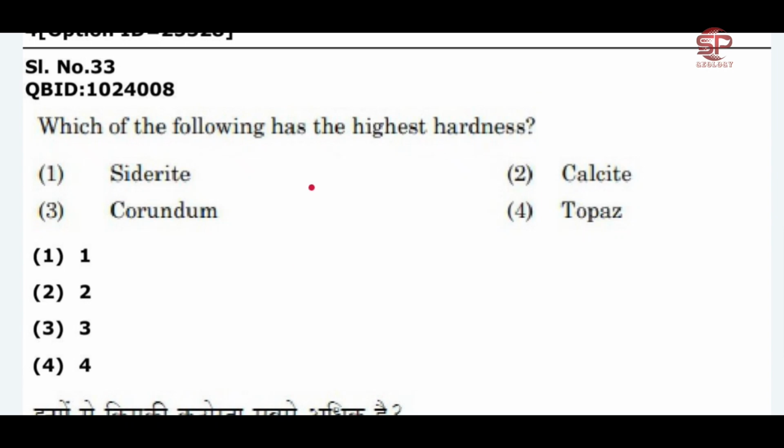Which of the following has the highest hardness? According to the Mohs hardness scale, corundum has a hardness of 9. So among all these minerals, corundum has the highest hardness here.